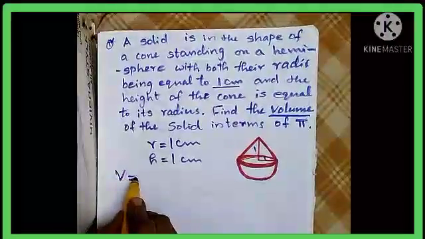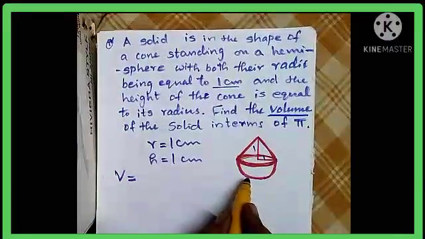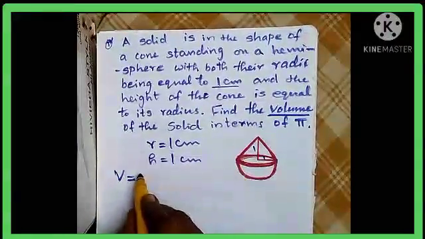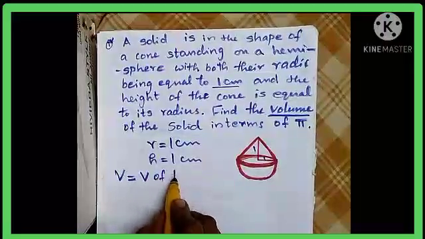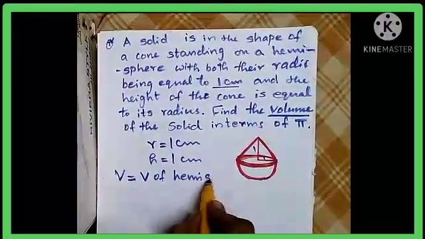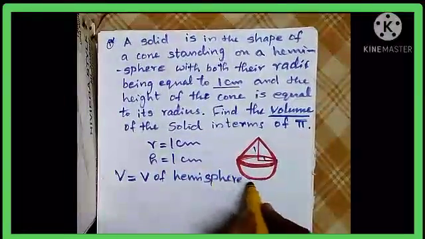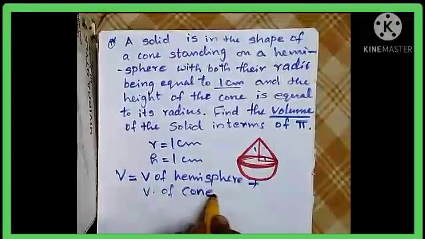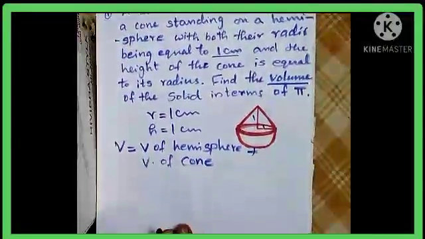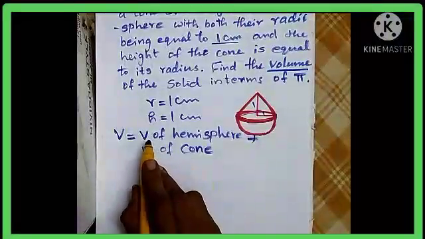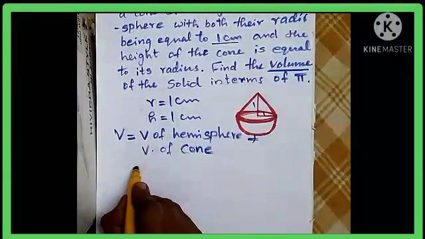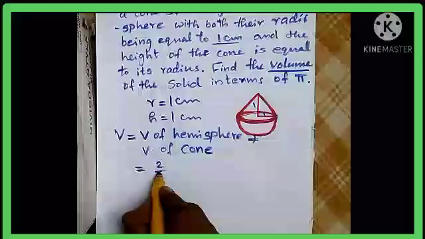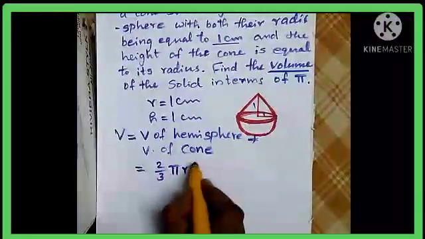So the volume of the given solid equals... how can we find the volume? That is volume of hemisphere plus volume of cone. Understand? Volume of hemisphere plus volume of cone. Now you know the formula. What is the volume of a hemisphere? What's the formula? 2 by 3 pi r cube.